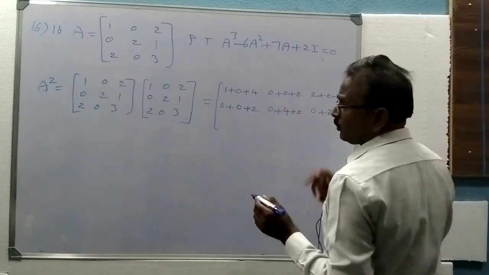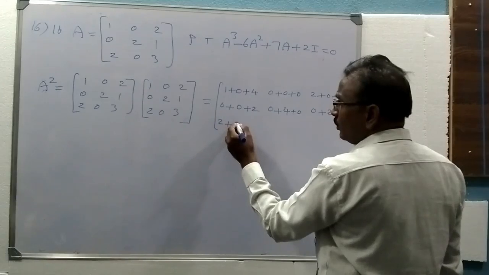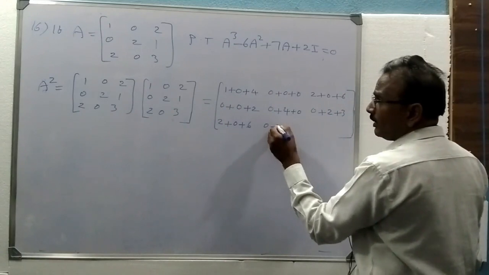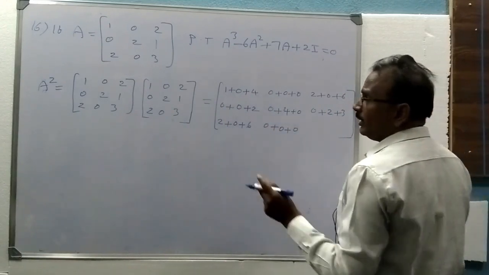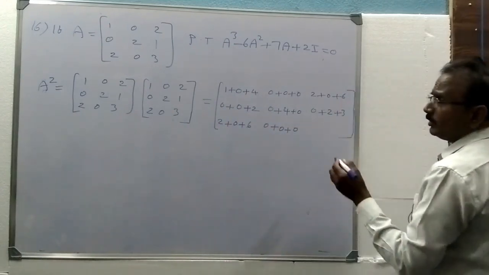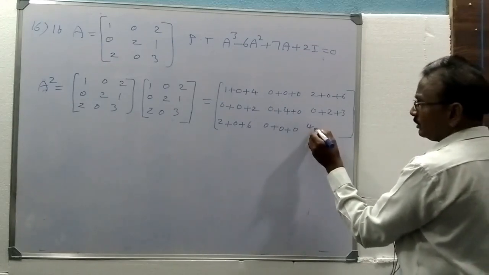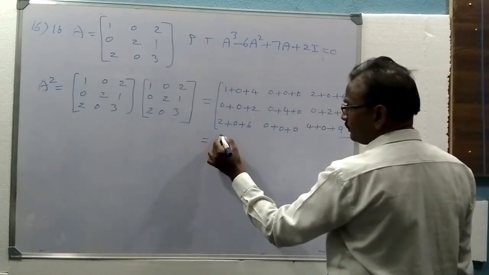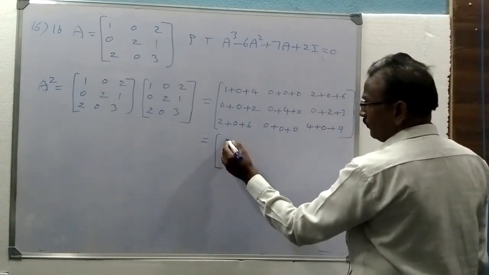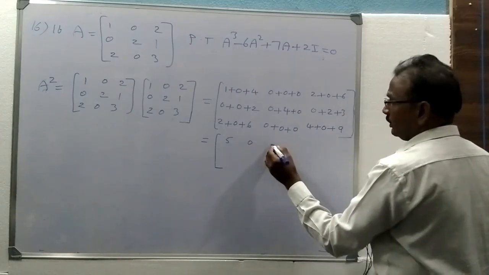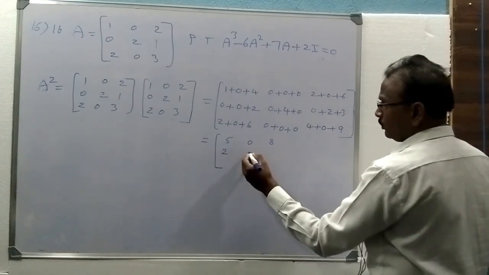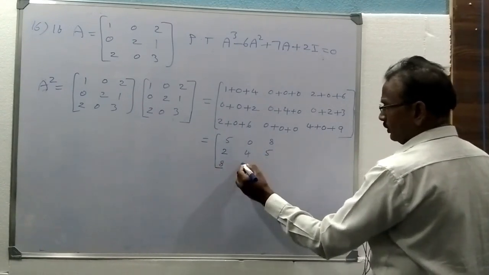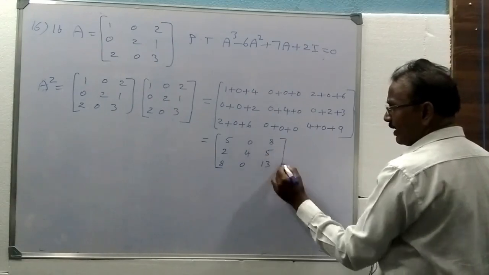Next, third row with first column. 2 1s are 2 plus 0 plus 3 2s are 6. Third row with second column. So 0 plus 0 plus 0. Next, third row with the third column. 2 2s are 4 plus 0 plus 3 3s are 9. So therefore this matrix is 5, 0, 8, 2, 4, 5, 8, 0, 13. So this is matrix A square.